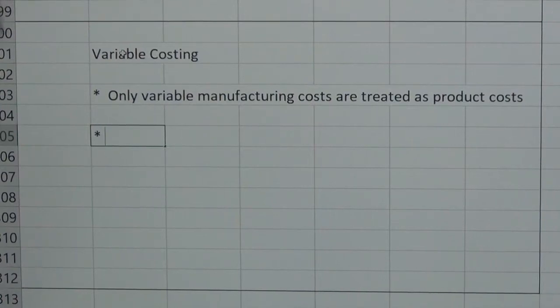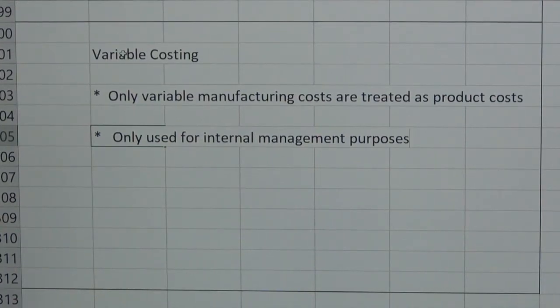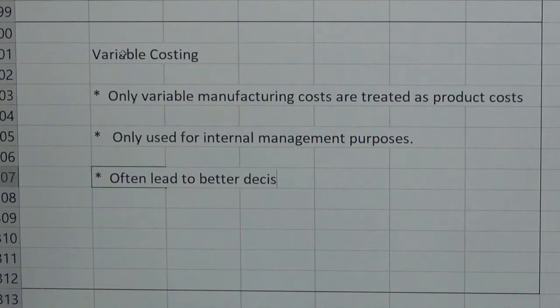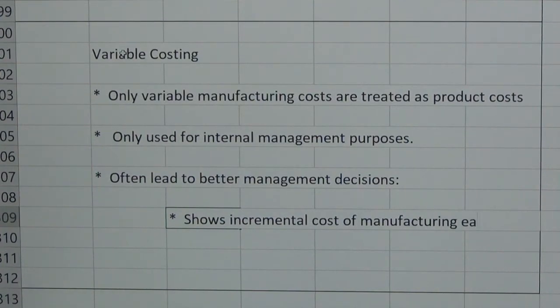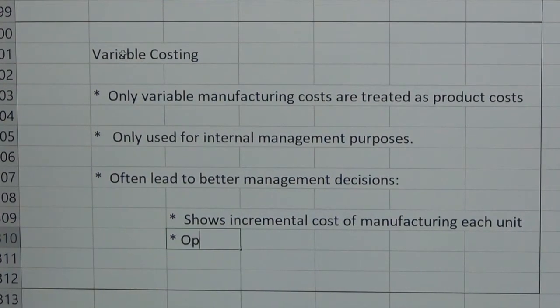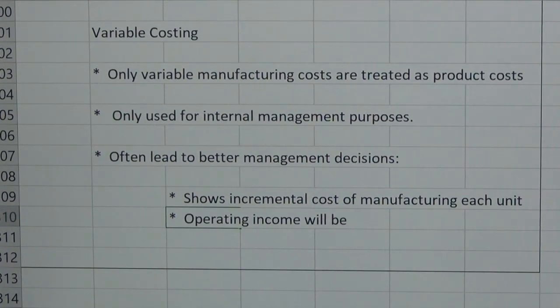So what does that mean? Whenever we're using this, this is only used for internal management purposes. And this often leads to better decisions. The textbook says decisions, but I'm going to say management decisions. As an example, it shows incremental cost of manufacturing each unit, and operating income will not be affected by changes in inventory levels.